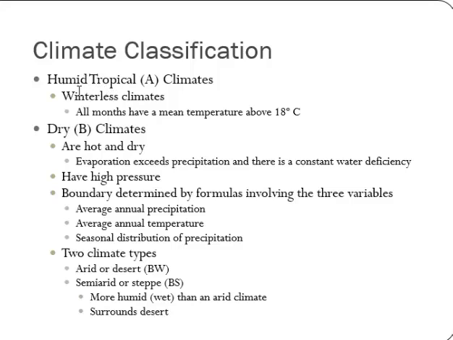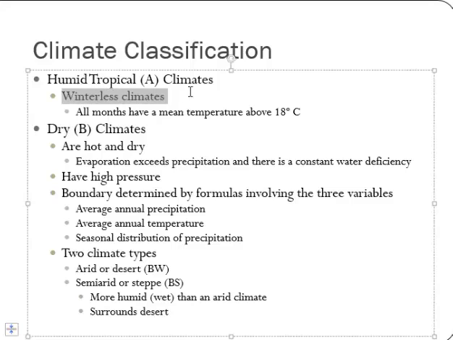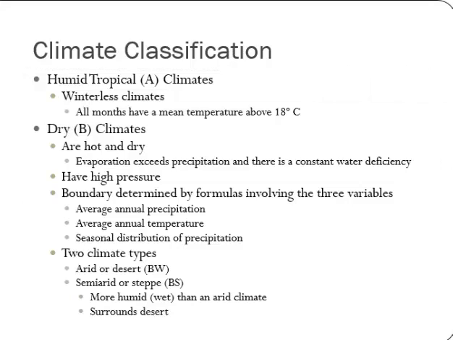You have humid tropical climates which have no winter, and they have a mean temperature above 18 Celsius, which is about 65 degrees, 64 degrees Fahrenheit. So really there is no winter. These are the tropics. Maybe South Florida is certainly like that in the United States. Those are humid tropical climates, a lot of Africa.